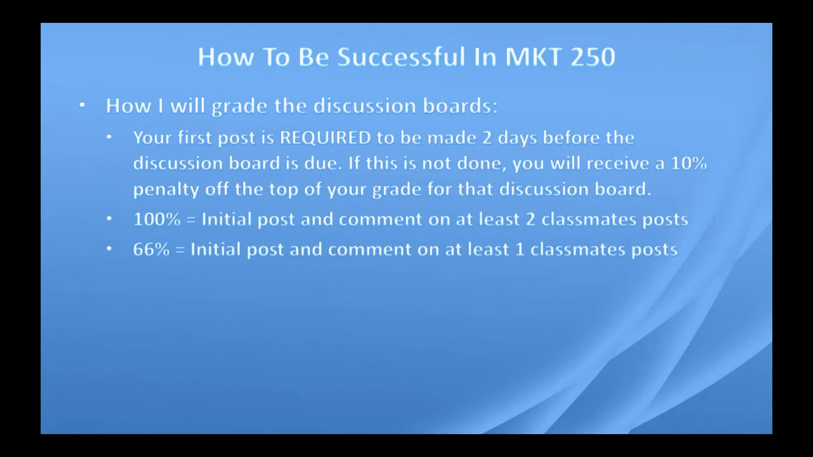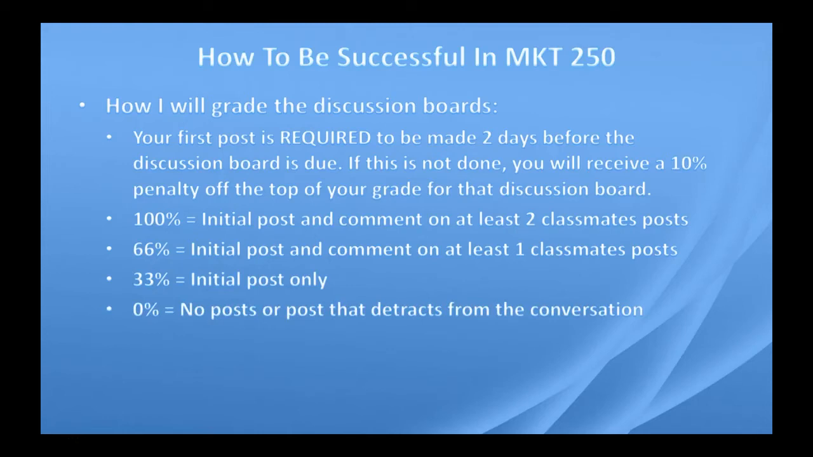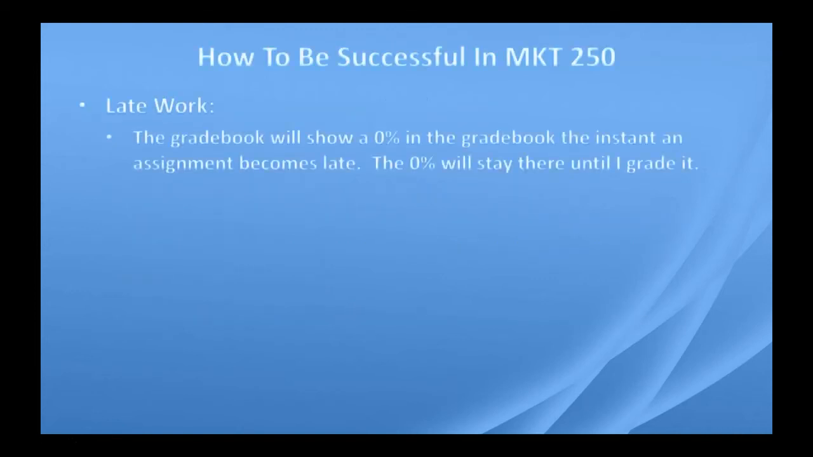So to get 100%, you must make your initial post and comment on at least 2 classmate posts. To get 66%, that would be initial post and comment on only 1 post. 33% is your post only, and 0 is no post or a post that distracts from the conversation, such as posts where somebody's being mean or, I don't know, just not writing a good post. I've only had that happen once in 8 years. I don't expect it to happen, but I just put that in there so that everyone's aware.